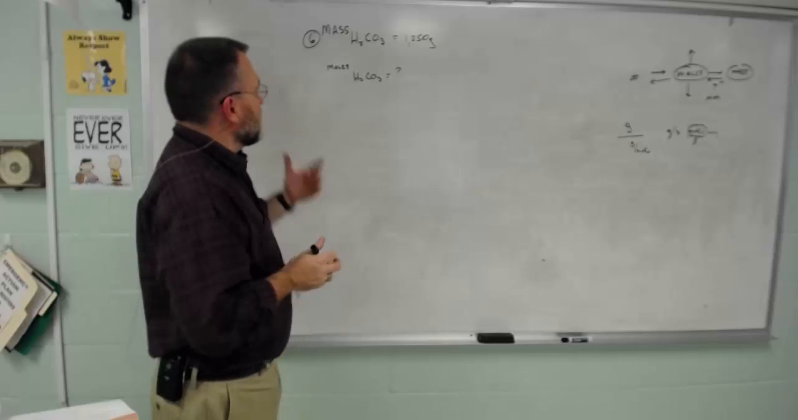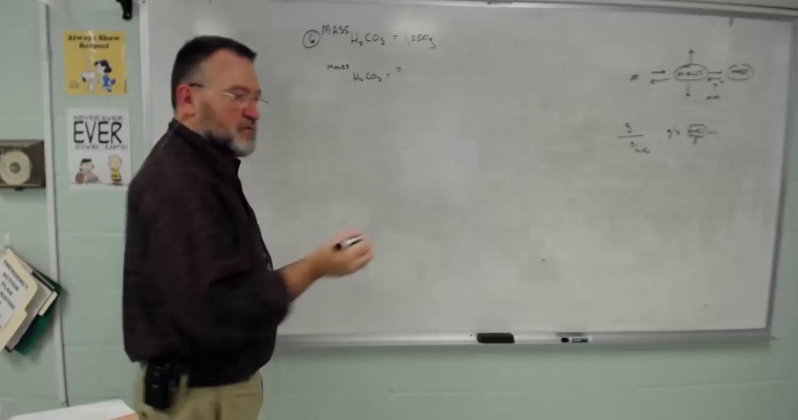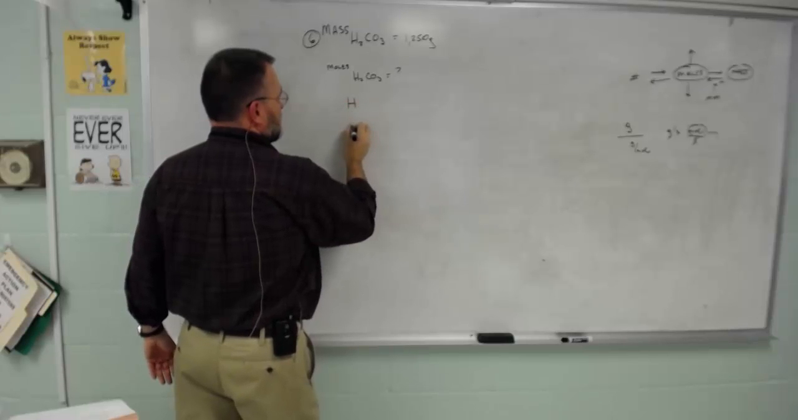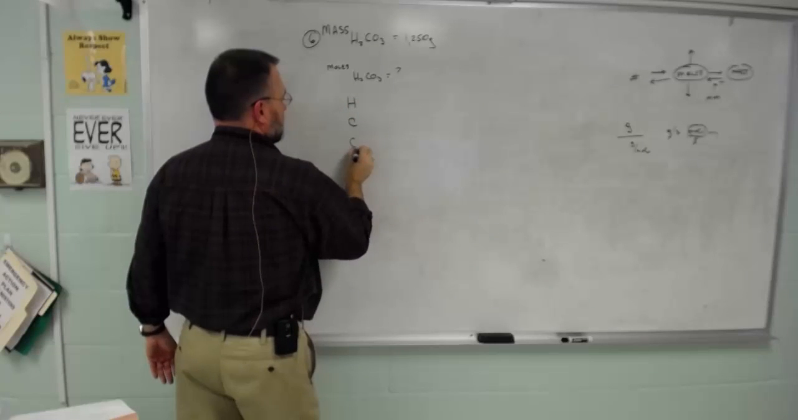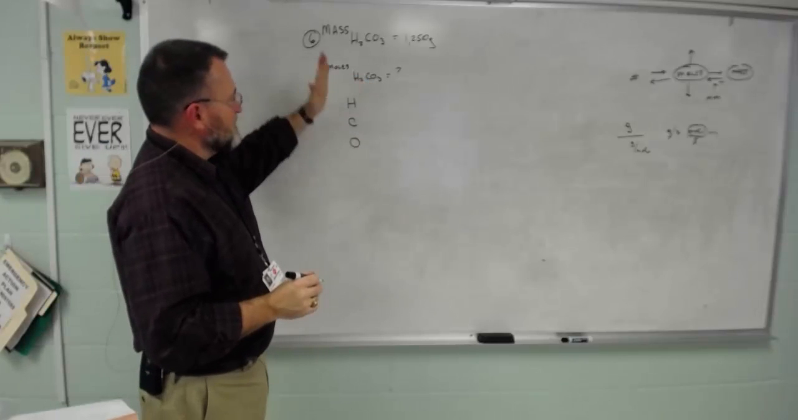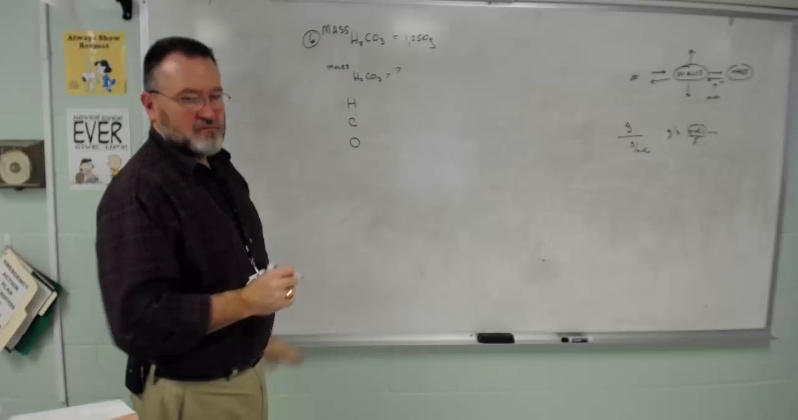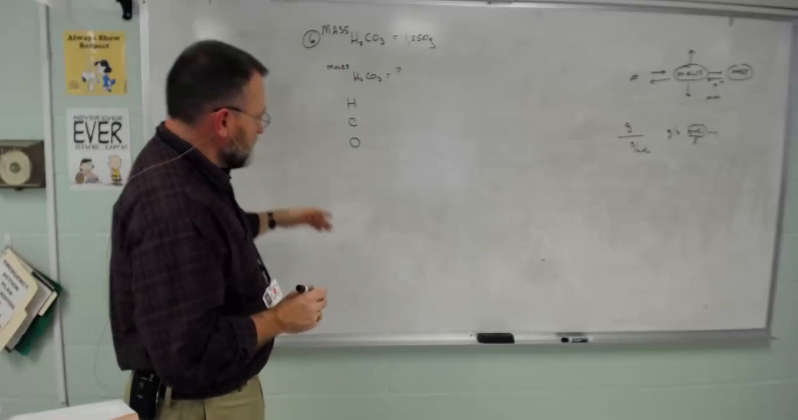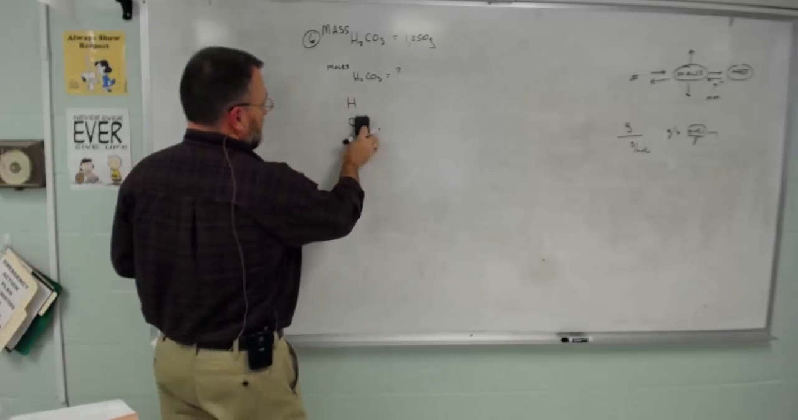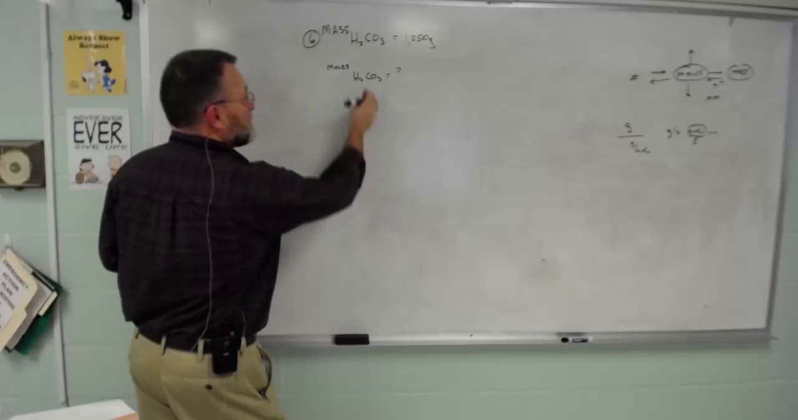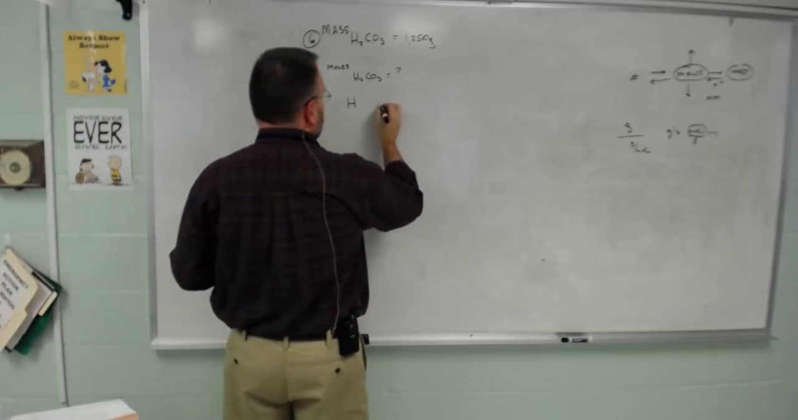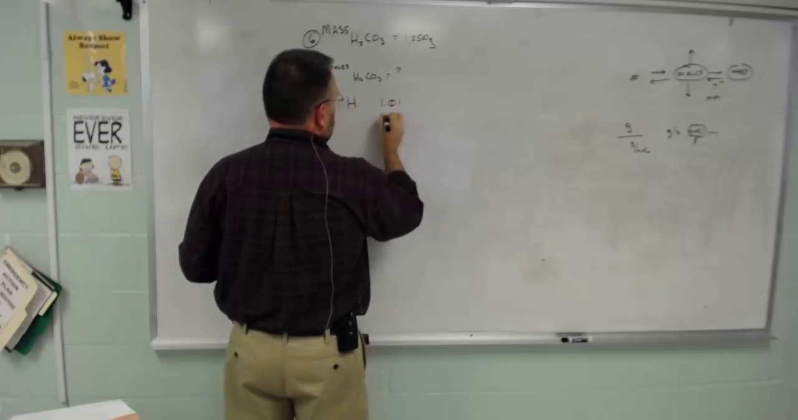Okay? So, what are the parts that make up this molecule? What different elements? Well, I've got hydrogens, carbons, and oxygens. I've got CHO. Everything that makes it up is either carbon, hydrogen, or oxygen. So, I'm going to need the masses of all the individual pieces. I need how many hydrogens? I have 2 of them. The mass of a hydrogen, if you looked at your periodic table, is 1.01. And I need 2 of them.